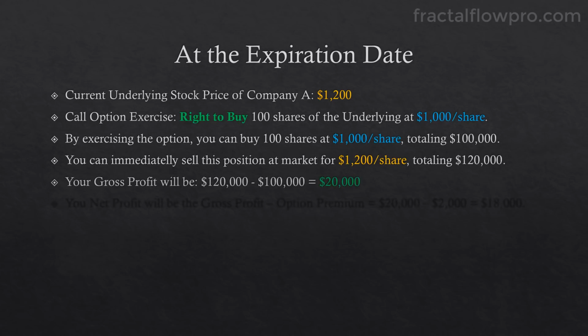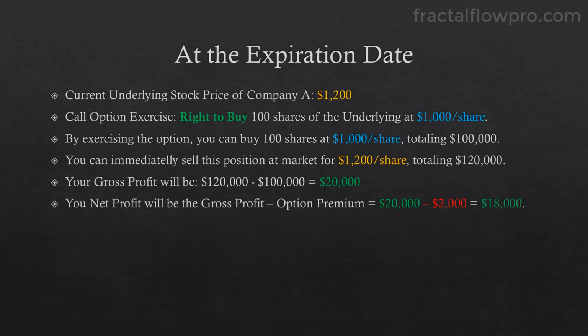Your gross profit will be the amount you sold minus the amount you bought. Your net profit will be the gross profit minus the option premium you paid for having the right to buy the underlying stock at $1,000 per share at the expiration. In real scenarios, you will also have the transaction costs, of course. In the case of the call option contract, it makes sense to exercise the option because the underlying stock price went above the strike price of the option at the expiration date. That's where the profit is coming from.